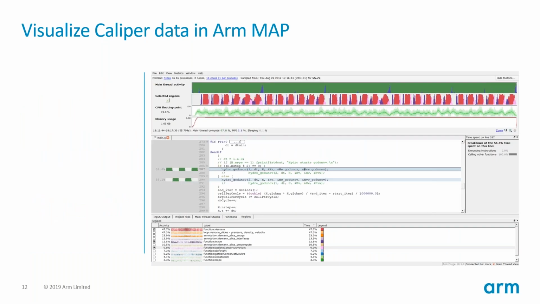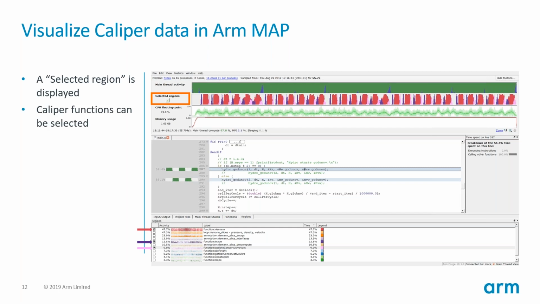Here is the profile of the I2C application with Caliper annotations. We are using the same configuration on 2 nodes, and the runtime is exactly the same. An additional section appears in the GUI. The selected regions underneath the activity display when processes are running the Caliper sections selected in the Regions tab at the bottom of the GUI.